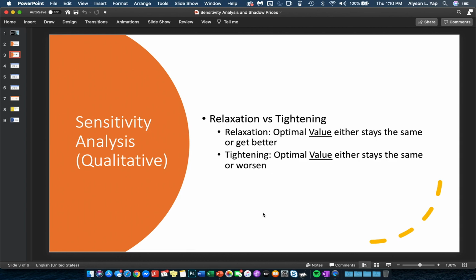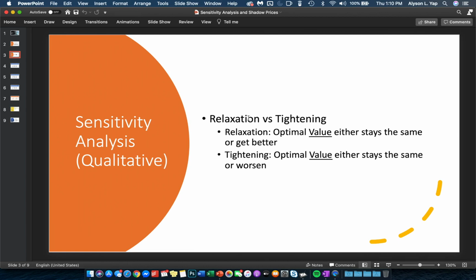Now, before we move on to the main lesson of duality theory, let me first explain and define 2 words that we will be using often when we deal with sensitivity analysis. The first word is called relaxation, and the other word is called tightening. So let me define relaxation first. What is relaxation?